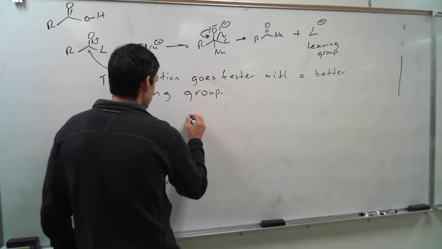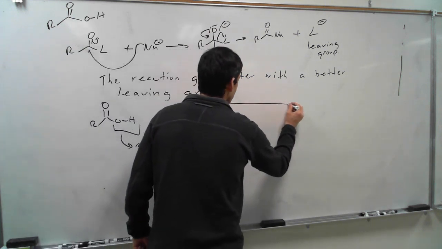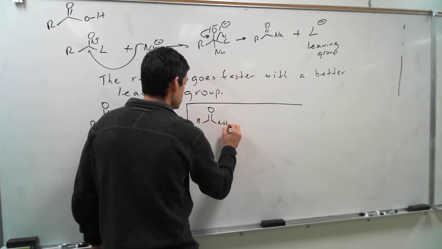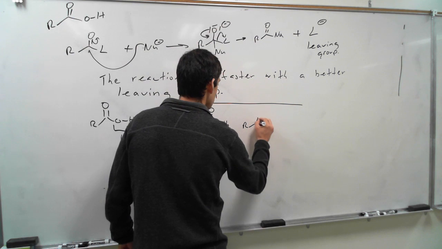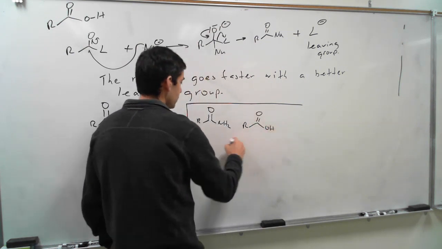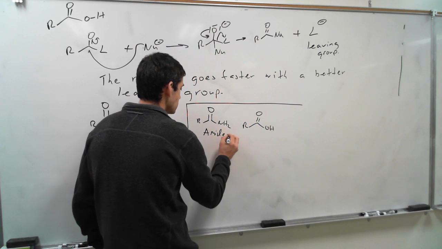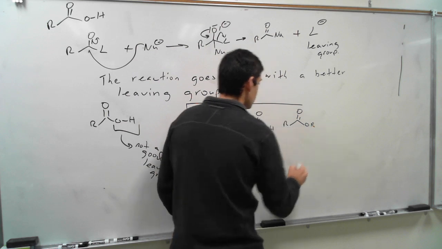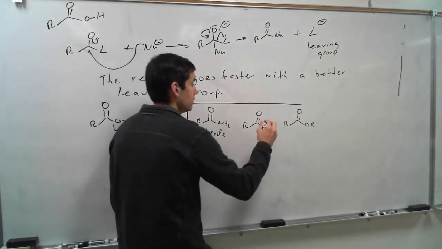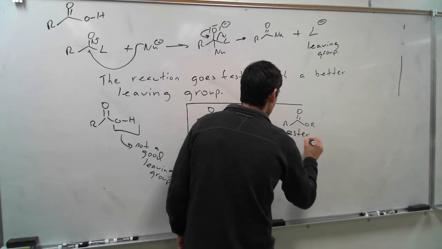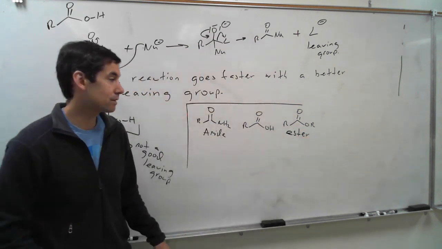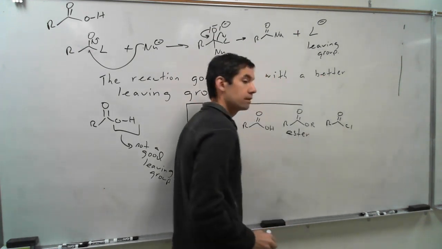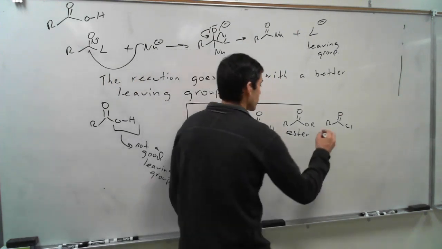If we look at the different types of leaving groups using the carboxylic acid derivatives, we have our amide, we have our OH, the carboxylic acid that we talked about. Here's our amide. We have this group here, which is going to be our ester. Those functional groups are super important, so we've got to know them. And then we have our last one over here, which is going to be our acid chloride.